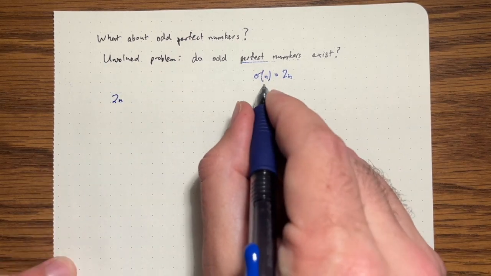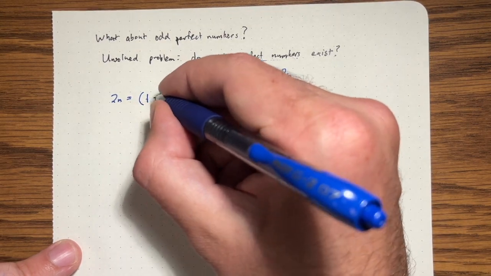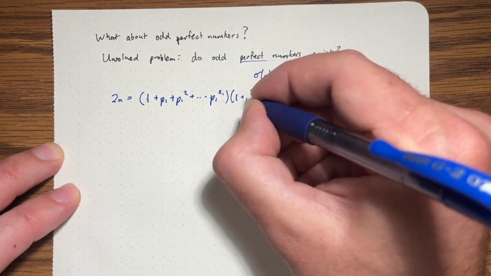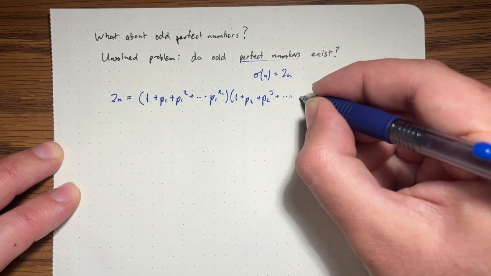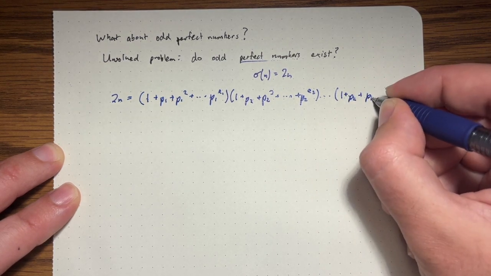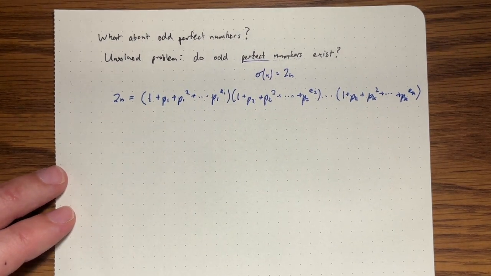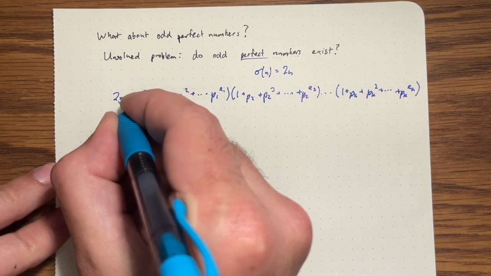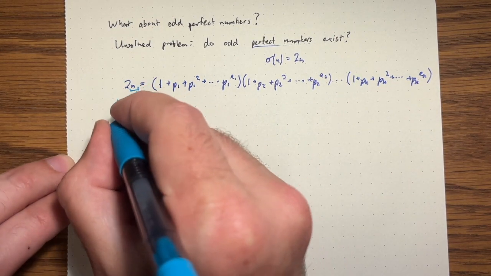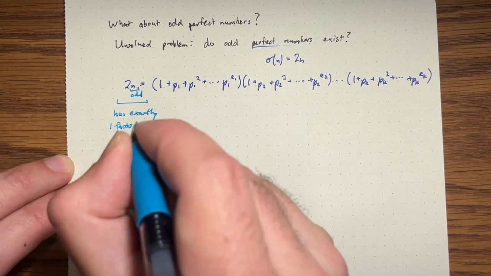And we probably want to make use of the fact that sigma is multiplicative when we have a nice formula for it. So our formula is 1 plus p1 plus p1 squared, etc., p1 to the e1. We have 1 plus p2 plus p2 squared, etc., up to 1 plus pk plus pk squared, etc., pk to the ek. All right, we have this factorization. In this case, this n is odd. We want to find odd perfect numbers, which means that this number here, 2n, has exactly one factor of 2. No more.